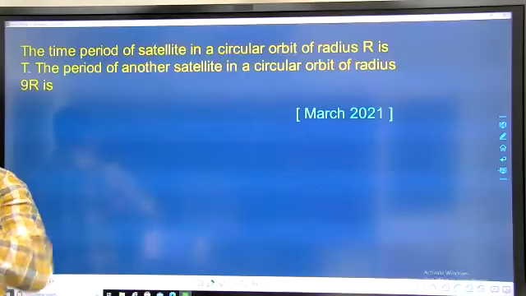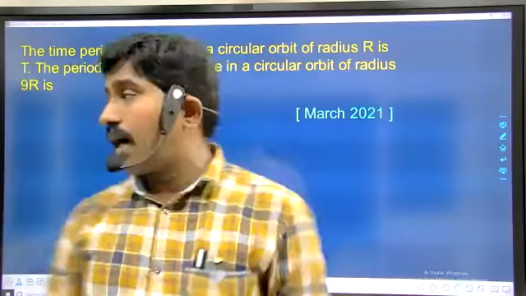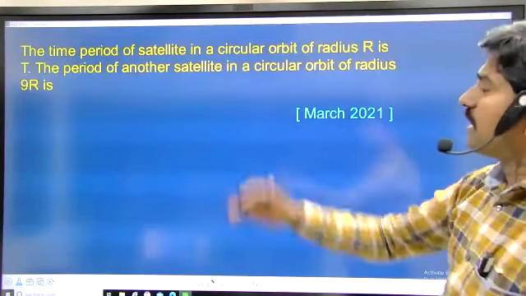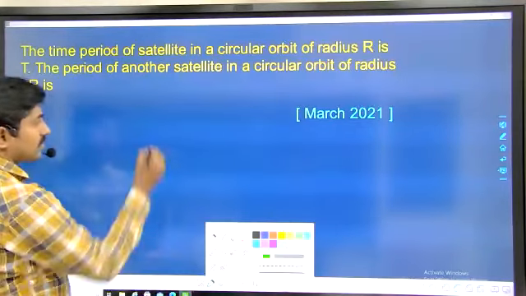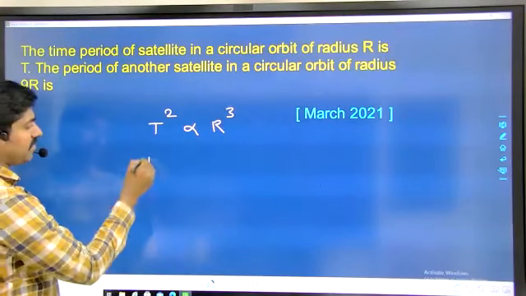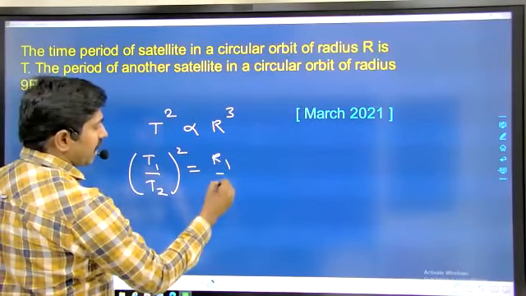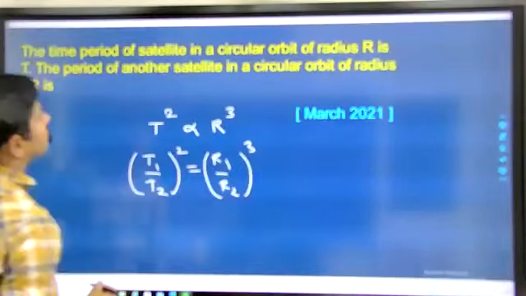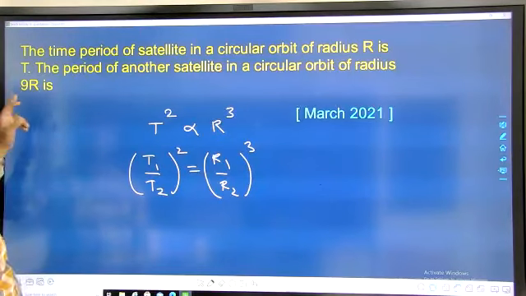See, that simple question only I gave. Try to answer it. The time period of a satellite in a circular orbit of radius r is T. The time period of another satellite in a circular orbit of radius 9r is? So same relation between T and r: T square is proportional to r cube. Two different cases were given. That means T1 by T2 whole square is equal to r1 by r2 whole cube. Here, initially time period is T and radius is r. Finally, the radius is 9r.